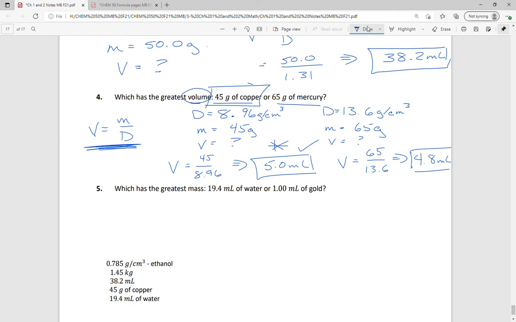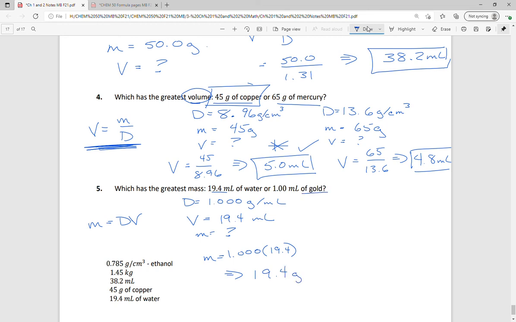For the one down here, I'm going to list all the things that I know again. I've got the density of water being 1.00 grams per milliliter. I've got the volume being 19.4 milliliters. I was given that, and I want to know the mass. Mass is always going to equal density times volume, and I knew that from my formula. If I do this, that's just 1.00 times 19.4. Correcting to the 3 sig figs, that's just 19.4 grams.